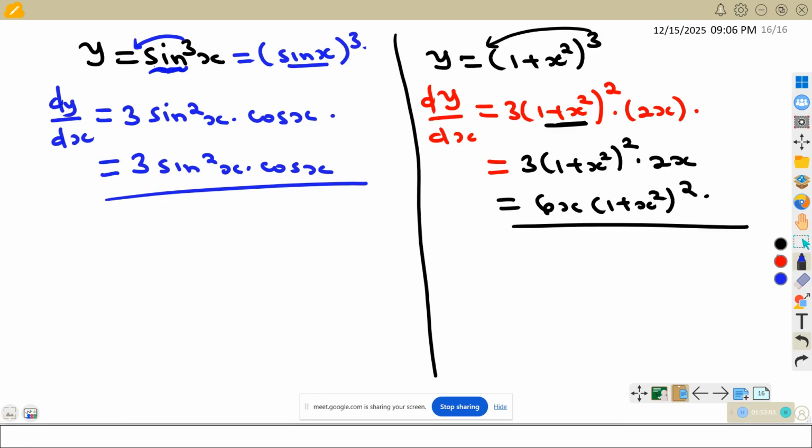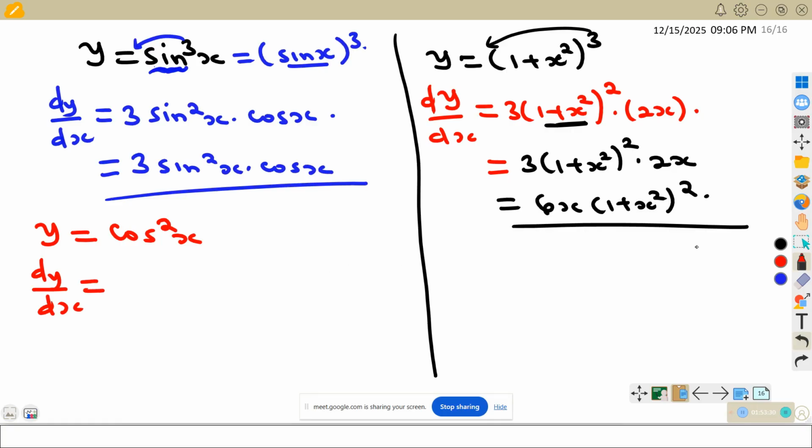Is that one clear? Can someone now try for me this? y is equal to a sine. Okay, we are done with sine. Let us try a cos to power 2 of x. Can someone get for us dy dx?